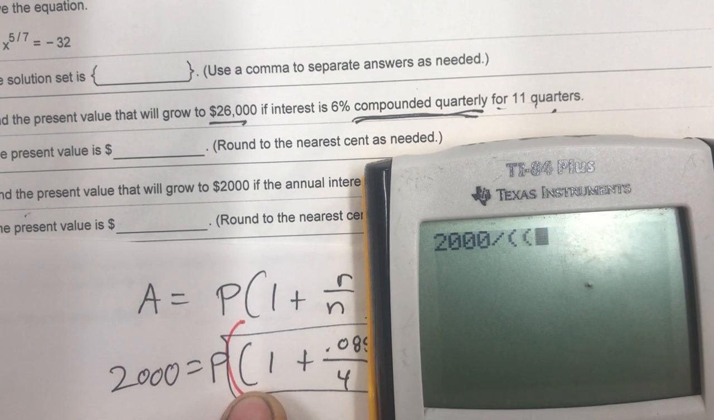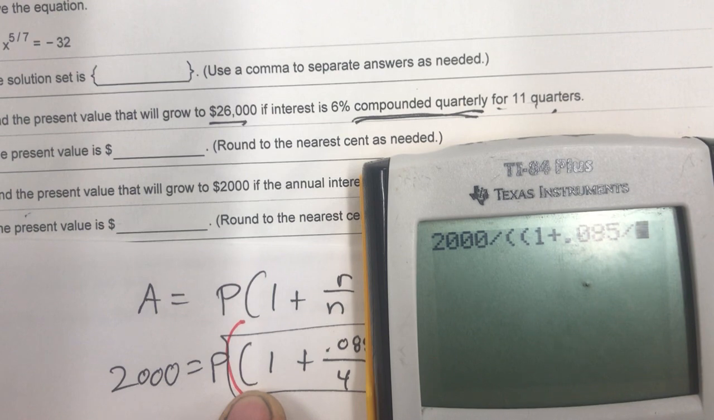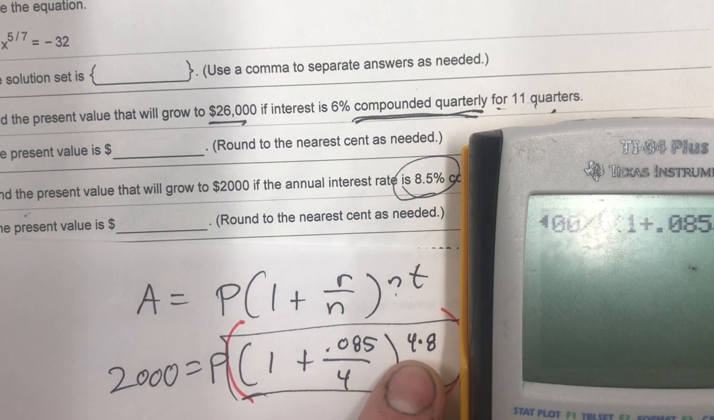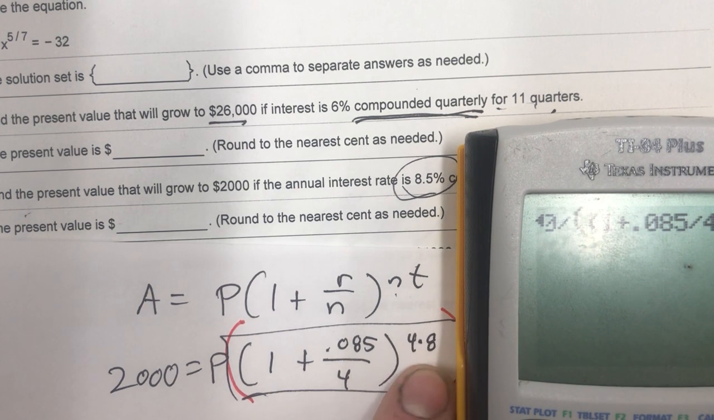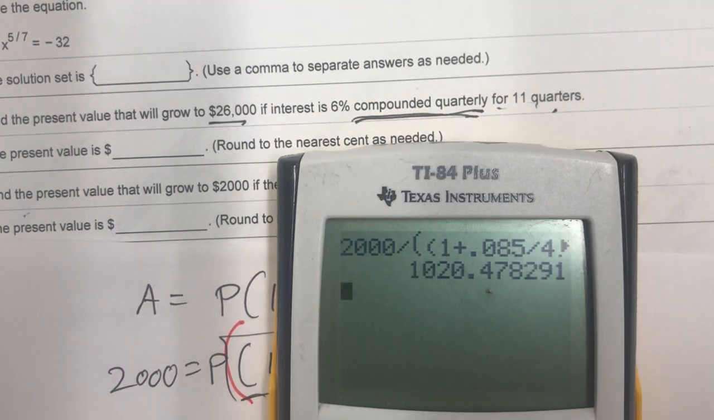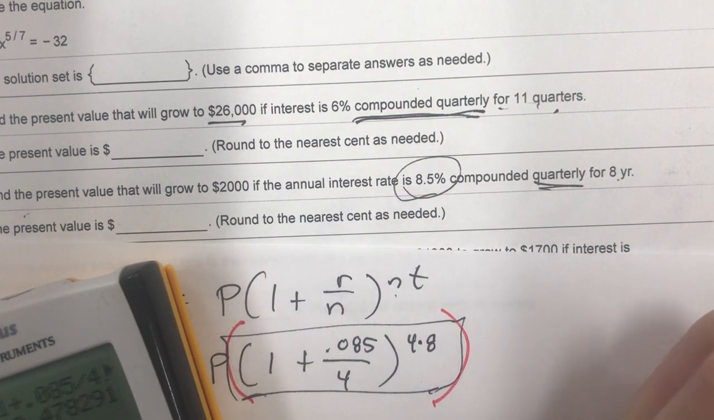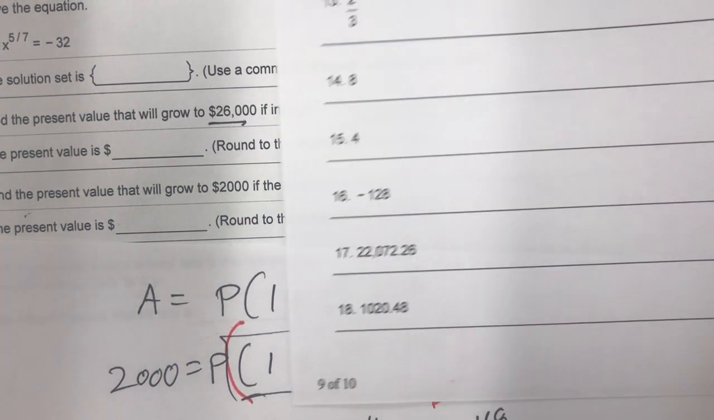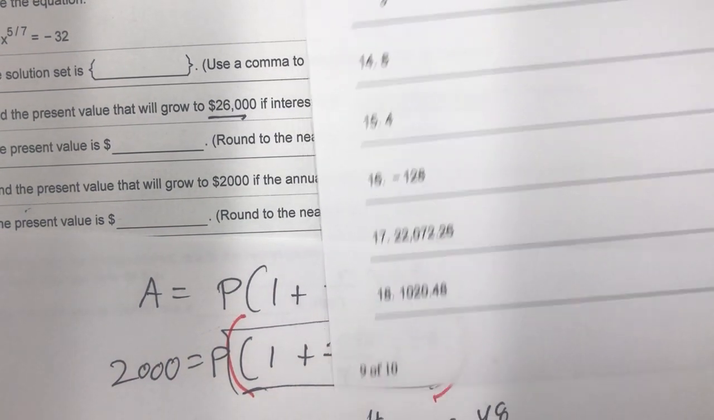As I'm typing this in, I got this parenthesis, which is the red one, and I'm going to have 1 plus 0.085 divided by 4, parenthesis, and then to the power of, I'm going to go ahead and do 4 times 8, which is 32, and then I'm going to put that parenthesis. And there you go, 1,020.48. This 8 makes the 7 go up to 8. So 1,020.48, there's my answer. And look at that, we got it.